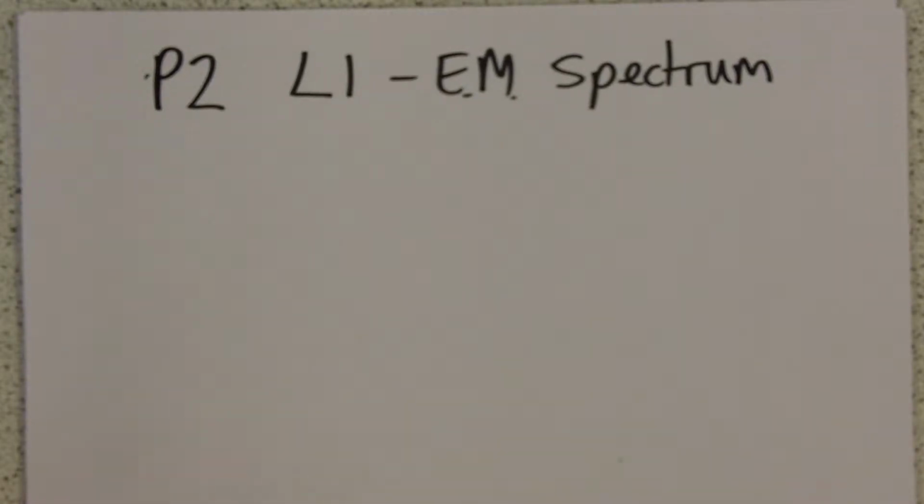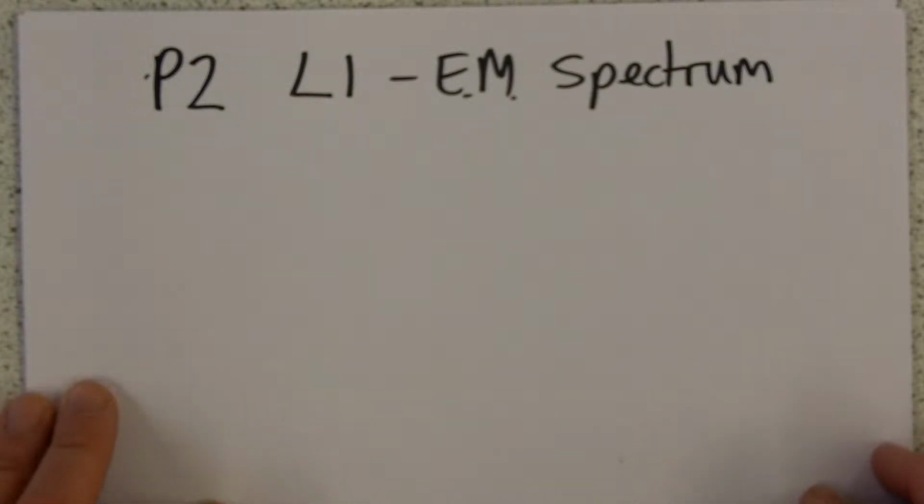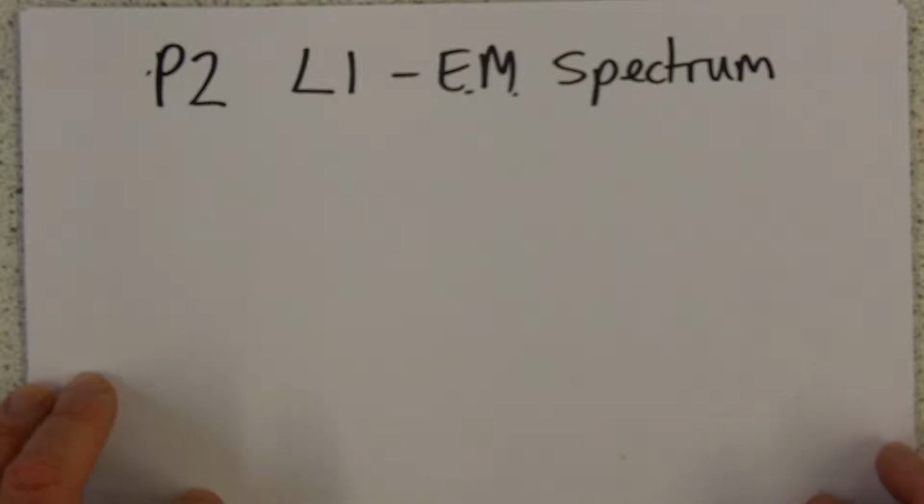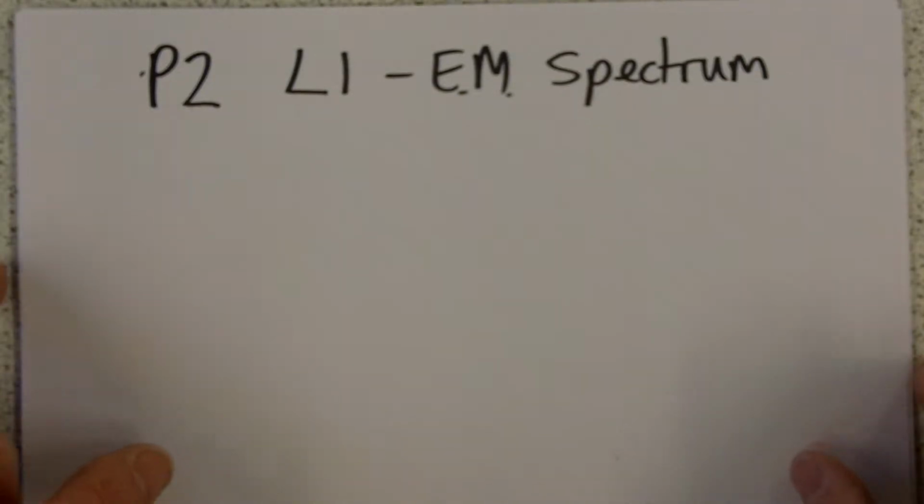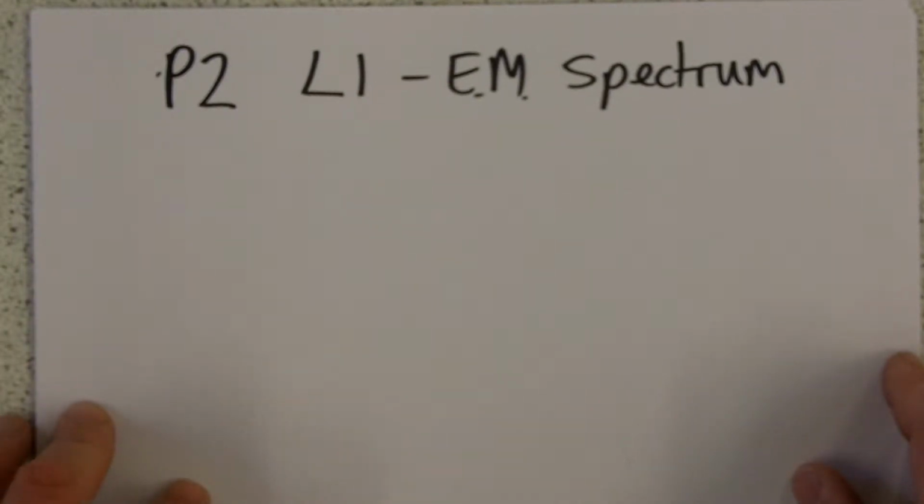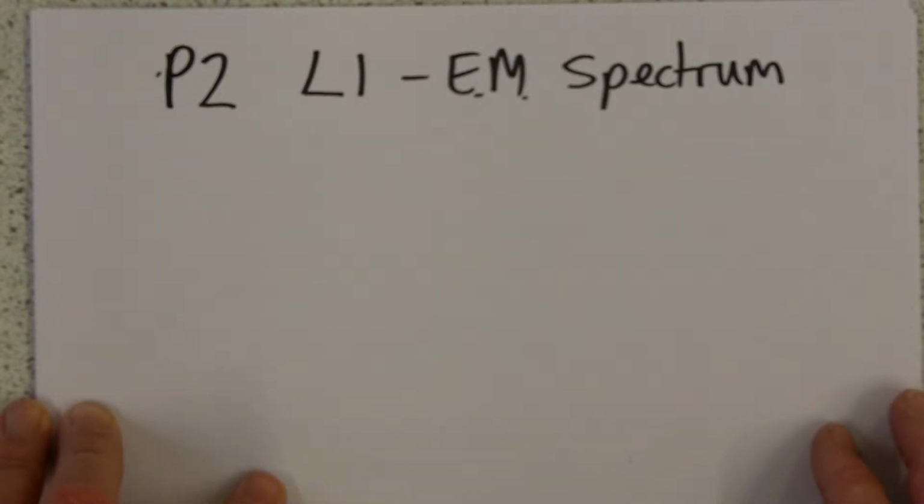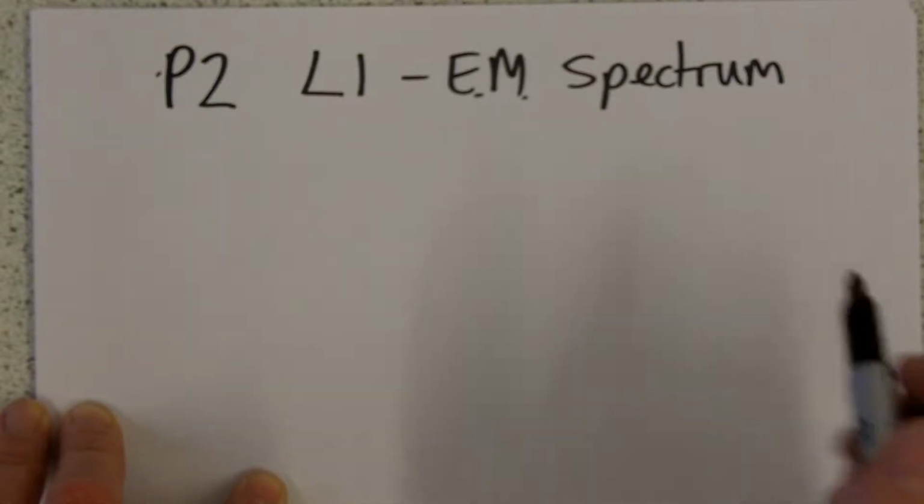Hi, this is OCR 21st Century Science Physics P2, and this is lesson 1, which is about the electromagnetic spectrum. The electromagnetic spectrum is a family of radiations with some similar properties and some vastly different properties. We normally arrange the EM spectrum in order of wavelength, either from longest wavelength to shortest or from shortest to longest.